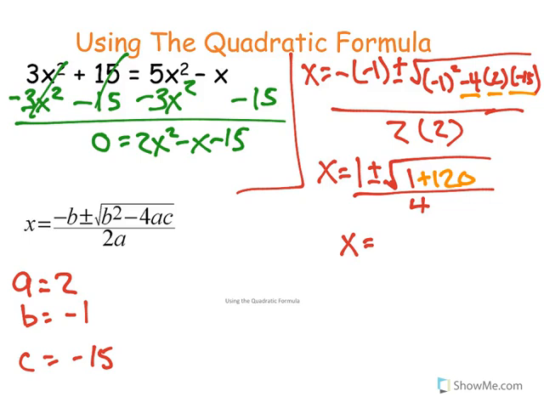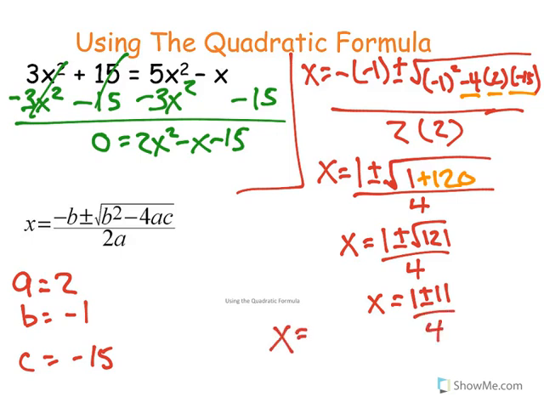So the square root of, well, I'll write it out. So we get 121 in the radical, divide 4. Square root of 121 is going to be 11. So 1 plus minus 11, divide 4. So I'll split it up, right? So one solution is x equals 1 plus 11, divide 4. One solution is x equals 1 minus 11, divide 4.